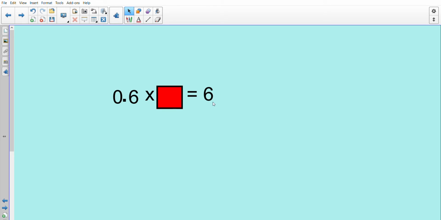0.6 times something equals 6. Well, let's have a go, shall we? Should we times it by 10? Could be. 0.6 times 100 will be 1, 2 places. 0.6 times 1,000 will be 1, 2, 3 places. That would be far too large. So have a think about what the answer is. It is 10. Okay, 0.6 times 10 equals 6.